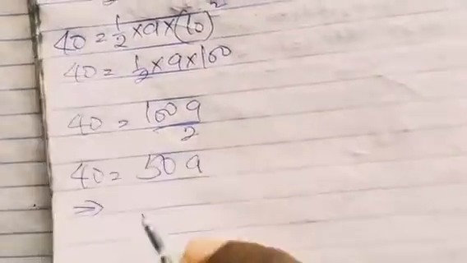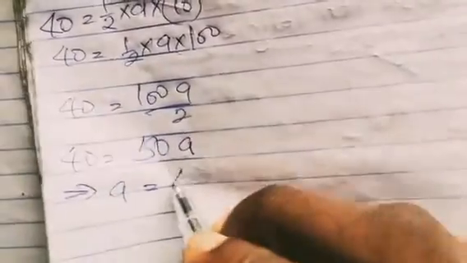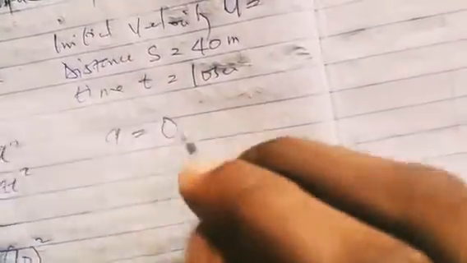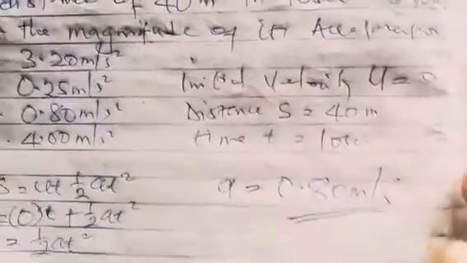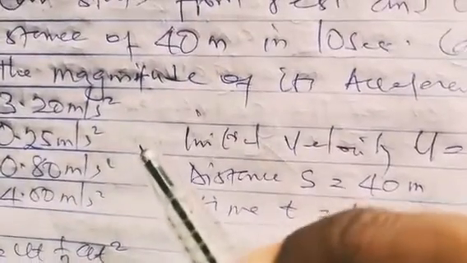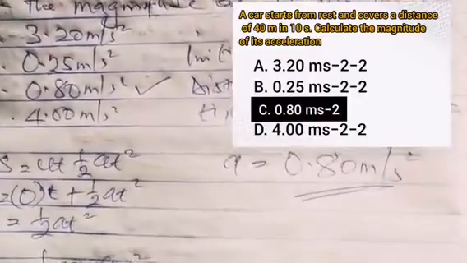That simply means, to make acceleration the subject of the formula, divide both sides by the coefficient of acceleration, which is 50. So you simply have 40 divided by 50, and therefore acceleration a is equal to 40 divided by 50, which is 0.80 meters per second squared. So the correct option is option C, 0.80 meters per second squared.